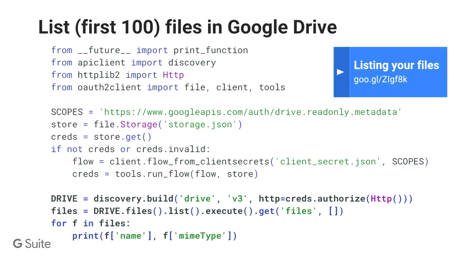Okay, so the scopes line is just the permissions that you're asking for. And in this particular case, I only want to list the 100 file names and file types. I don't need to look at their data. I don't need to download anything. I don't need to upload anything. So the only permission I really need is read-only permission, and I only want to read the metadata anyway.